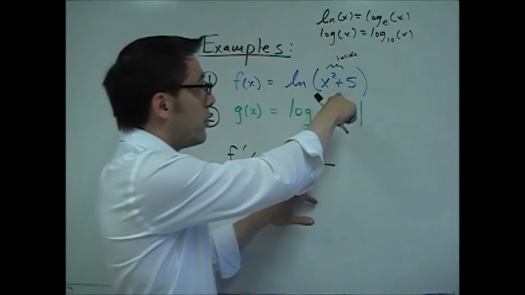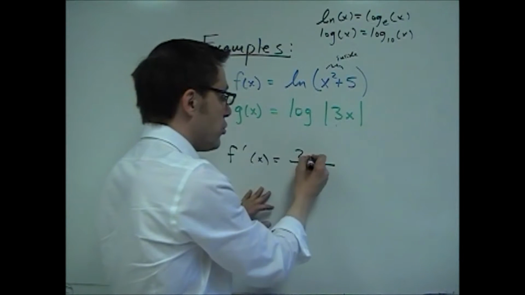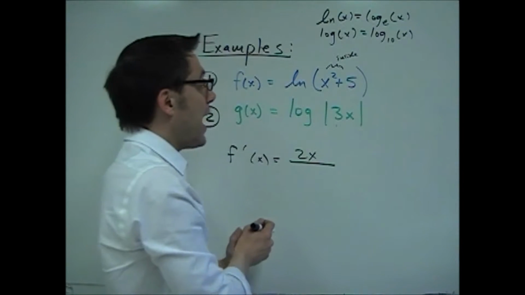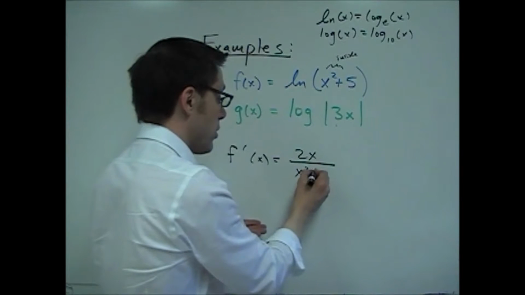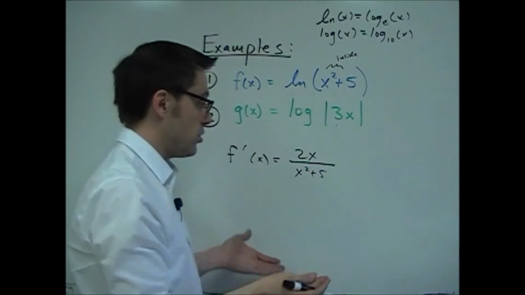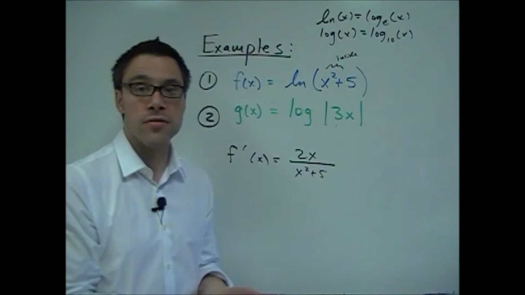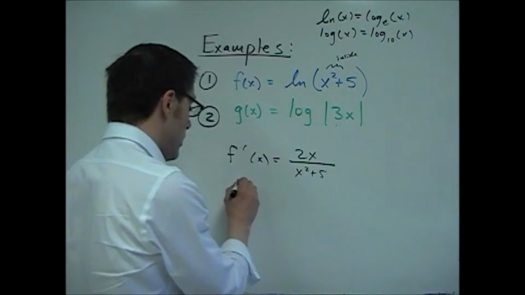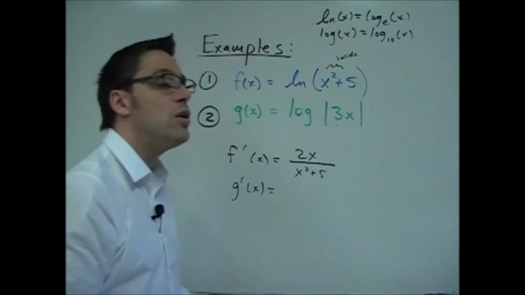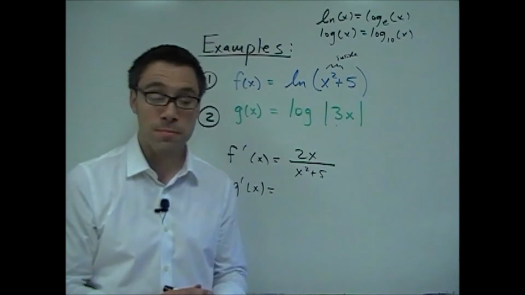So therefore, the derivative of x squared plus 5 is, of course, 2x, right? And then I just divide by the actual inside function, which is just going to be x squared plus 5. So there's my solution, 2x over x squared plus 5. We can't simplify any further. And of course, similarly, we can differentiate the function g with respect to its input x.